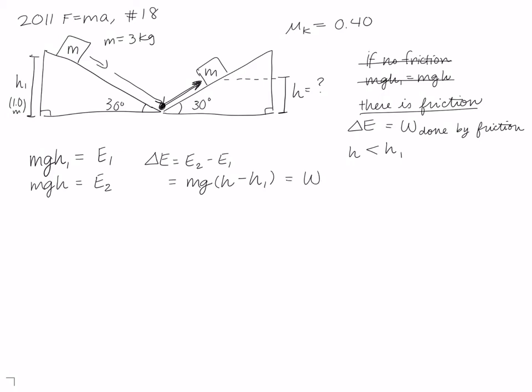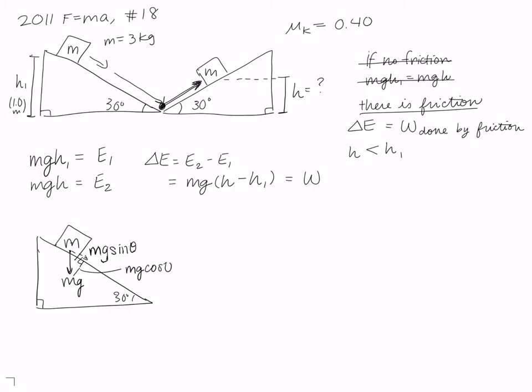So now we want to find the work done by friction. So first off, let's find the friction force. To do so, we can draw a free body diagram. So here is our ramp, here's 30 degrees, and we have our block of mass m here. Now the force of gravity, mg, is acting on our block, and we can break it down into components, with the component down the ramp being mg sine of theta, or 30 degrees, and a component that is perpendicular to the surface, which is mg cosine of theta.